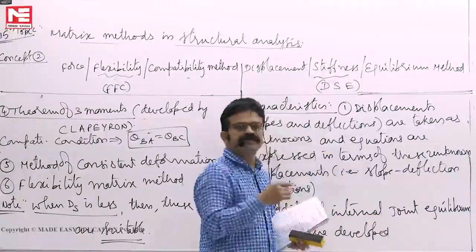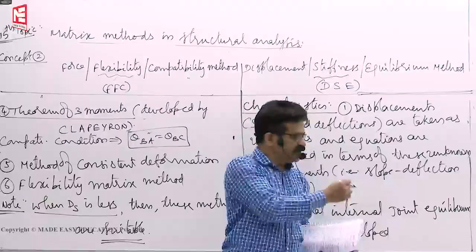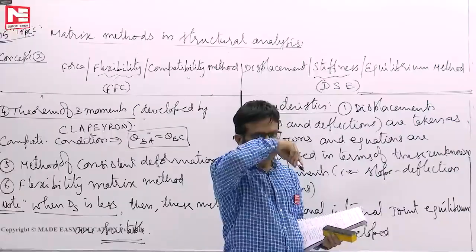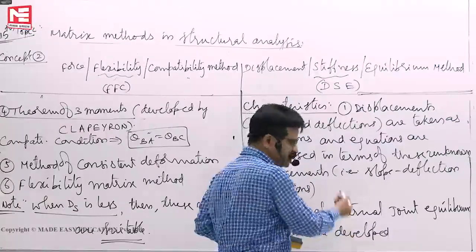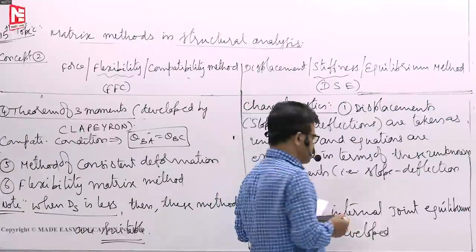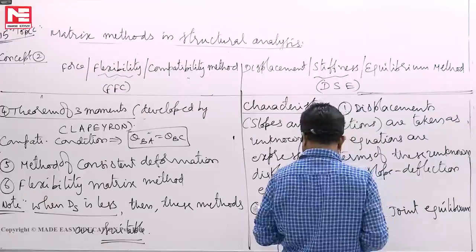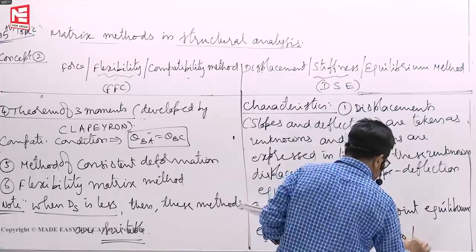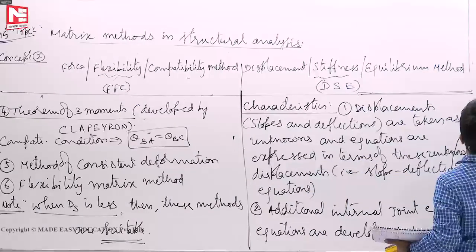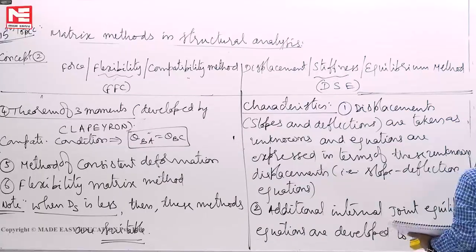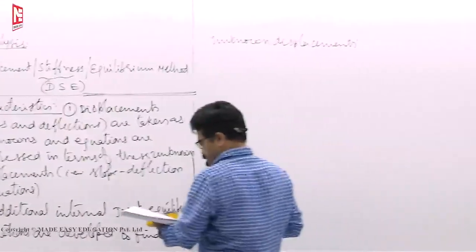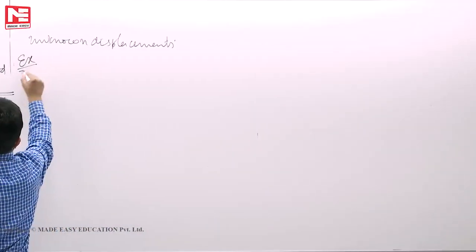These internal joint equilibrium equations you will get from Castigliano's theorem 1, or by MBA plus MBC is equal to 0, we can also write it. That means when you are taking energy theorems, theorem 1 is useful. Otherwise, ordinary manual calculations. Joint equilibrium equations are developed to find the unknown displacements.